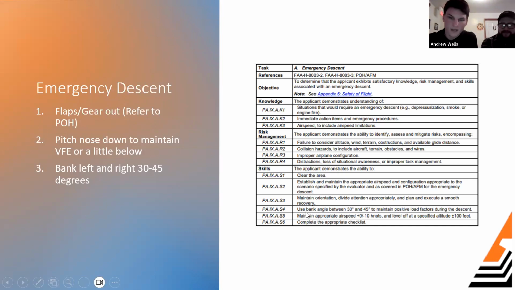As we can see here, use bank angle between 30 and 45, maintaining a load factor. Appropriate airspeed plus 0, minus 10 knots. And level off at specified altitude plus or minus 100 feet. And what else is there? Complete the appropriate checklist. Yes.